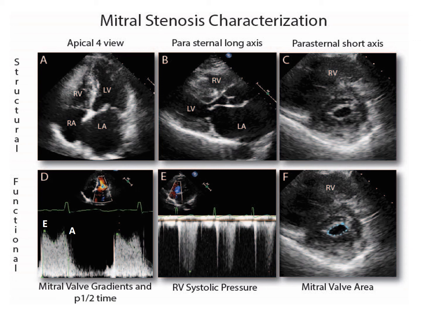Continuous wave mitral valve Doppler flow is also used to measure mean and peak pressure gradient across the mitral valve. Figure E shows continuous wave Doppler flow across the tricuspid valve, showing significant tricuspid regurgitation as a result of severe pulmonary hypertension. Figure F shows again a parasternal short axis view at the level of the mitral valve.